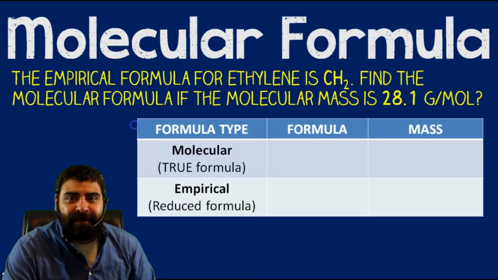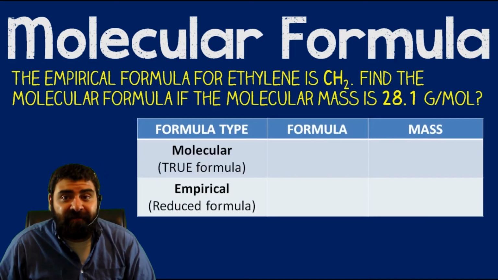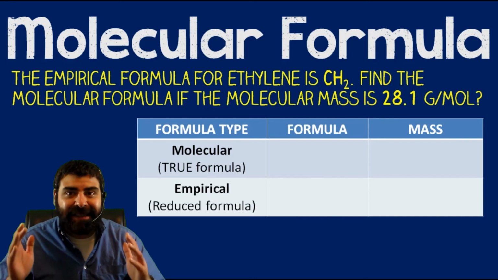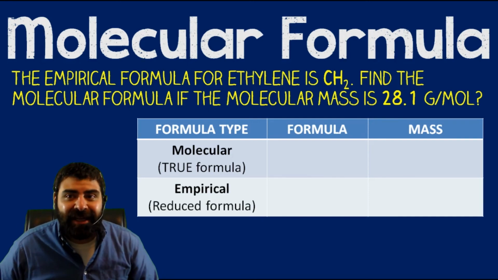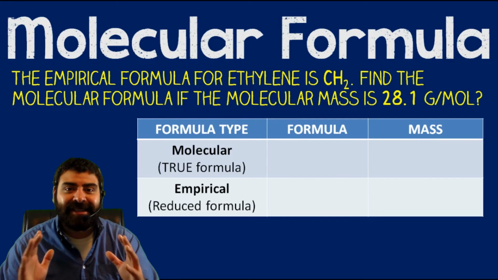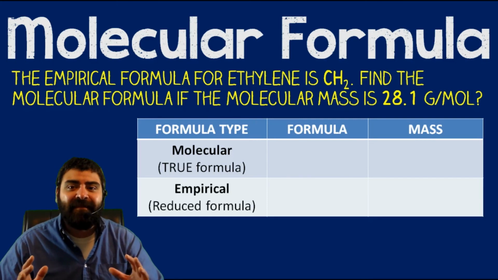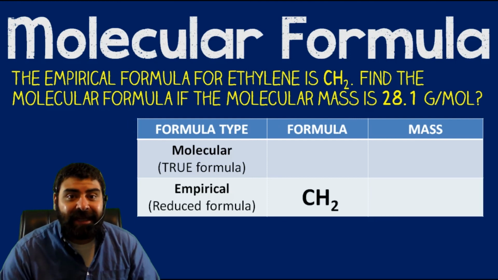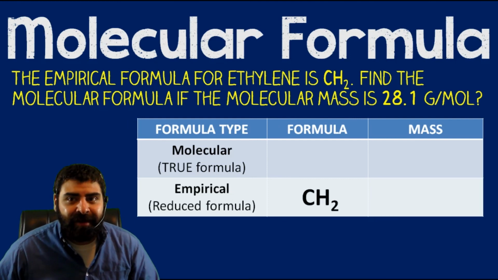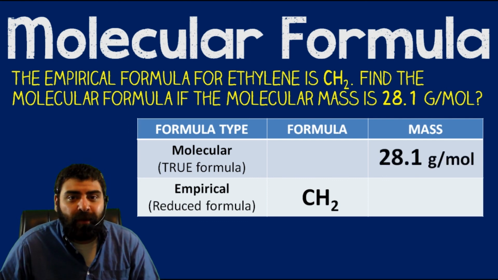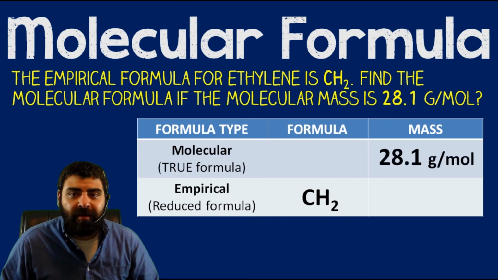Let's go ahead and try an example. The empirical formula for ethylene is CH2. Find the molecular formula if the molecular mass is 28.1 grams per mole. So I have this table here just to help us organize what we have about each. Well, we're given the empirical formula as CH2. We're told the molecular mass is 28.1 grams per mole.